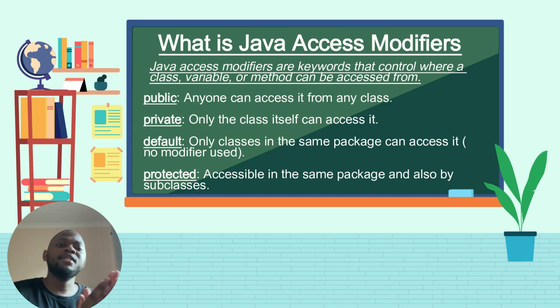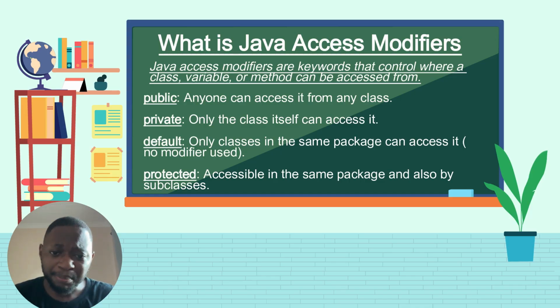Okay, so what are Java access modifiers? Java access modifiers are keywords that control where a class, variable, or method can be accessed from. So these keywords determine where a class or a variable or a method can be accessed from. We have four Java access modifiers. We have your public modifier, your private modifier, your default modifier, and your protected modifier.